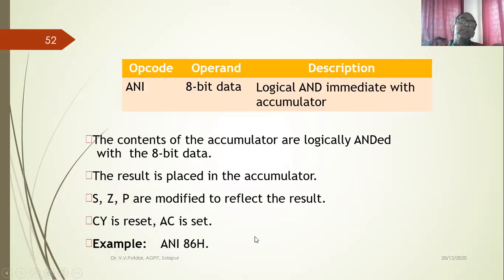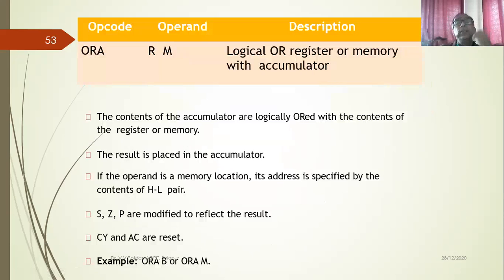Next instruction is ANI. Opcode is ANI. Operand is 8-bit data. The description is logical AND immediate with accumulator. The I represents immediate. The contents of the accumulator are logically ANDed with the 8-bit data. The result is placed in the accumulator. Example is ANI 86H.